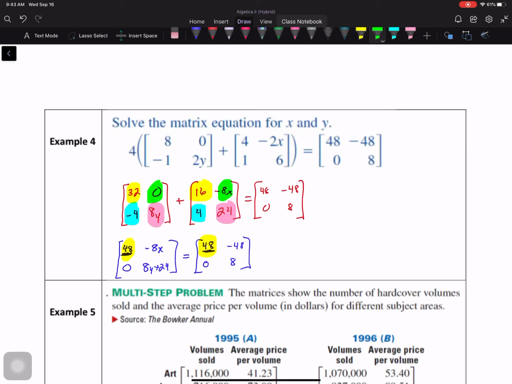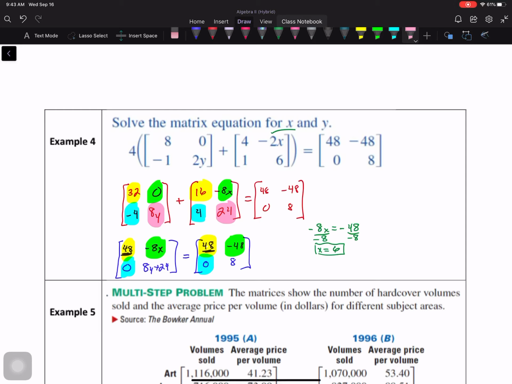But also, negative 8x has to equal negative 48. So just off to the side, we're going to set up a little equation to solve for x. We're saying that negative 8x equals negative 48 because these two should be the same. Divide both sides by negative 8, we get x equals 6. So we solved for x there. There's one answer. Okay, just continuing our check, we should have 0 equals 0, and we do.